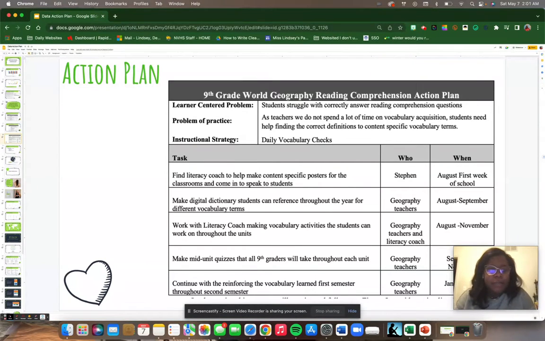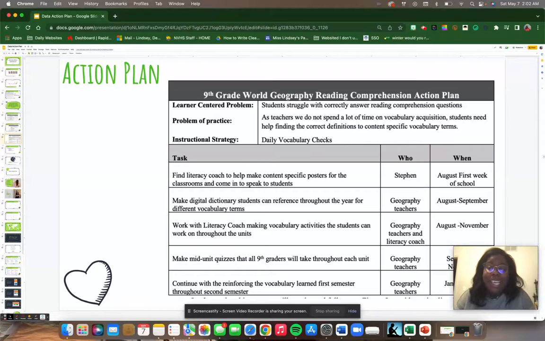These tasks are very straightforward. So, first one, finding the literacy coach to help make content-specific posters for the classrooms and come in to speak to the students. I think it would be important for Stephen Fleming to come in to see my freshmen just so they can get used to him coming in and doing different activities focusing on reading. And if he could make posters of vocab that he could have in his room, we could have them in the different social studies rooms. So all the freshman world geography students are seeing the same posters and words.